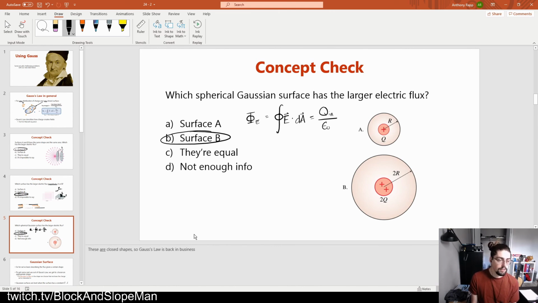All right. It's just because B has the larger charge. That's exactly it. As long as it's a closed surface, that's the only thing that matters.